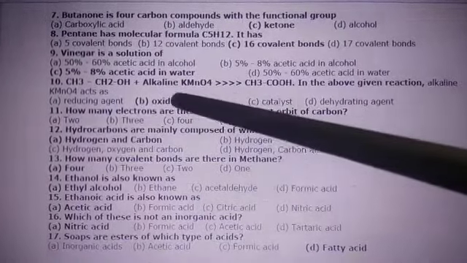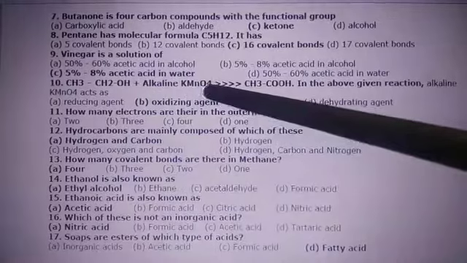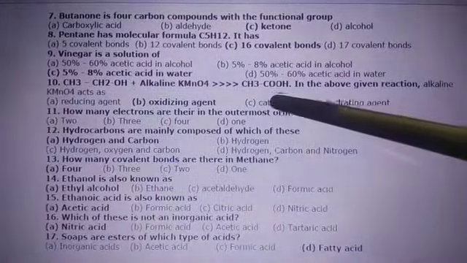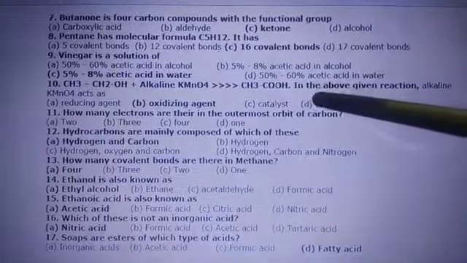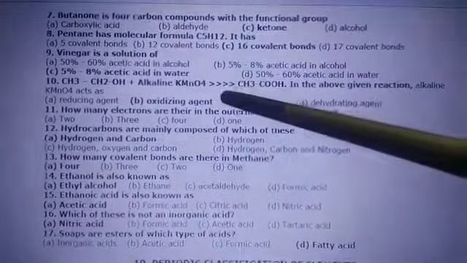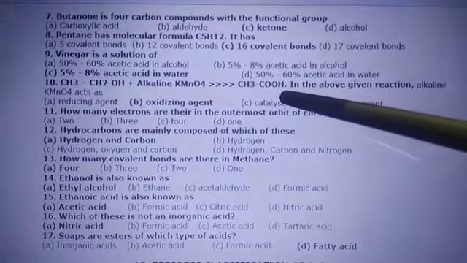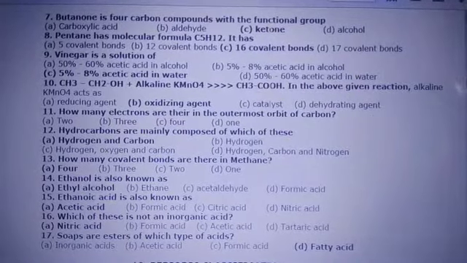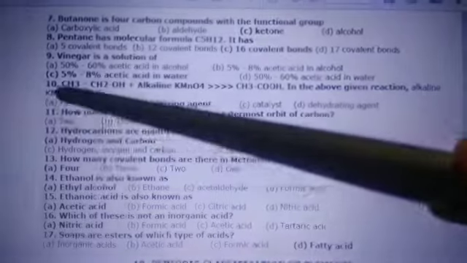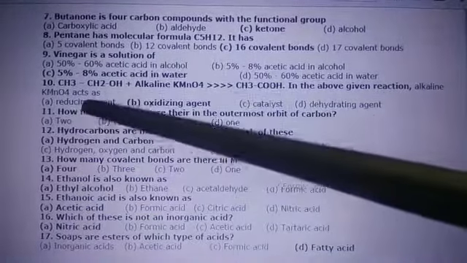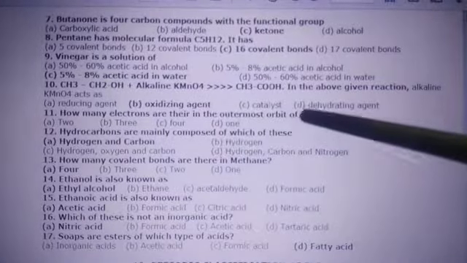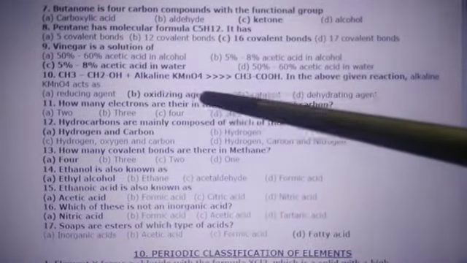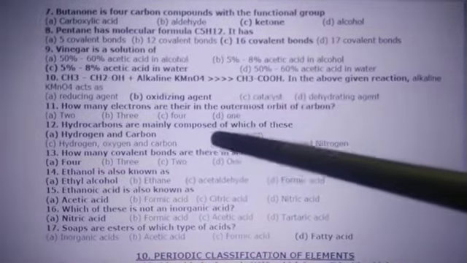10th, CH3CH2OH plus alkaline KMnO4 gives CH3COOH. Alkaline potassium permanganate, this is acetic acid. In the above given reaction, alkaline KMnO4 acts as a reducing agent, oxidizing agent, catalyst, dehydrating agent. The answer is B, oxidizing agent.